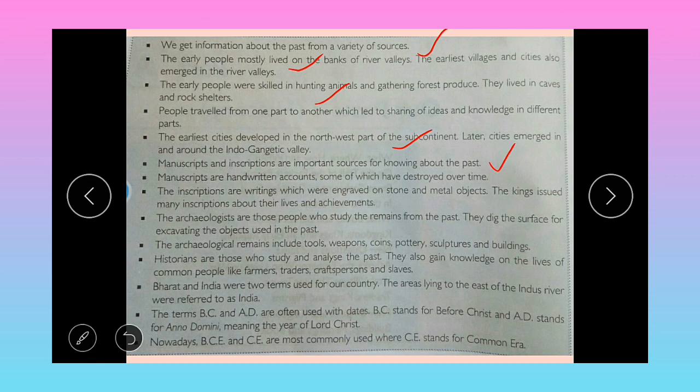So these are the manuscripts and inscriptions. For inscriptions I can give the example of the stone carving of Ashoka at Junagadh, Girnar. These are the sources from where we can know about our history.